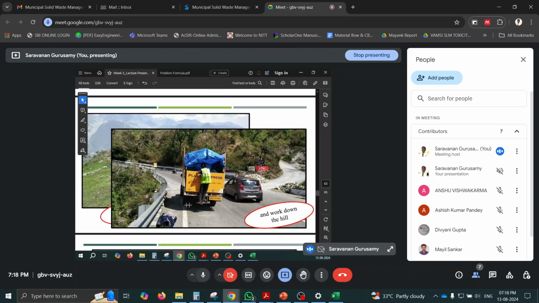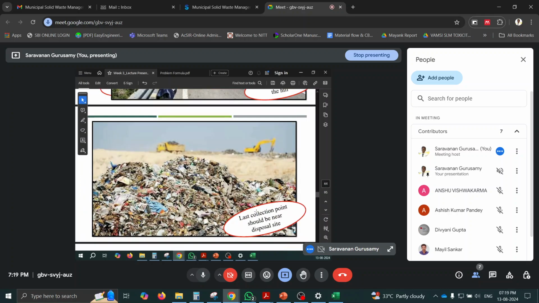So another approach is to work down the hill. You start from the top of the hill and collect down the hill. It will be easier to dispose of the loaded vehicle at the bottom of the hill. If you start from the bottom of the hill and collect, then you will have the full loaded truck at the top of the hill. So this is another approach, work down the hill.